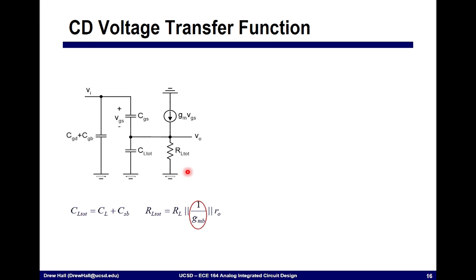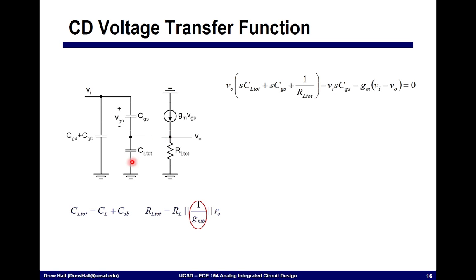So the load resistance that I have here, RL total, is RL in parallel with 1 over GMB, which is in parallel with R naught. Okay? So oftentimes this is going to be dominated by this relatively low impedance of 1 over GMB, which is certainly much lower than this R naught term. Okay, so writing KCL, this KCL is at this output node here.